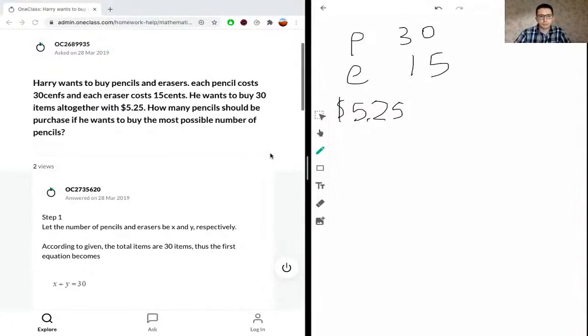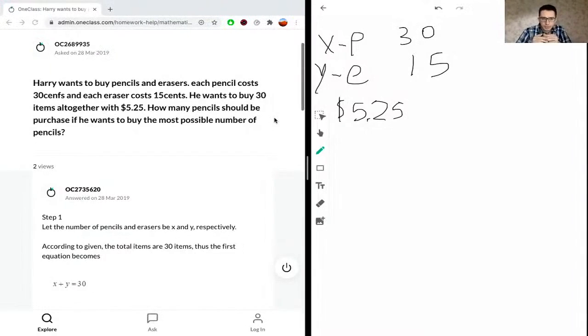How many pencils should be purchased if he wants to buy the most possible number of pencils? So we want to purchase the maximum number of pencils. And another important fact that's given, he wants to buy 30 items. So 30 items altogether. So pencils and erasers in total will be 30 items. We'll define pencils as X, and we'll define erasers as Y, just to give the quantity variable for each component. So the pencil is described as X and eraser as Y.